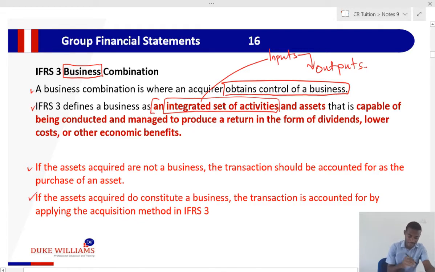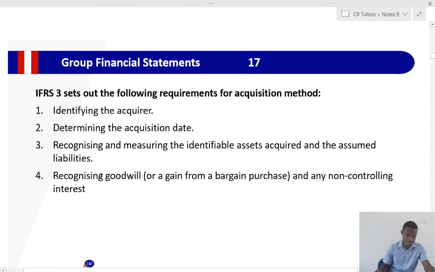Now, if the assets acquired do constitute a business, then we use the IFRS 3 using what we call the acquisition method. Now, what is that acquisition method? There are 4 steps to this acquisition method. The step 1 is to identify the acquirer. The acquirer is often the entity that obtains control.